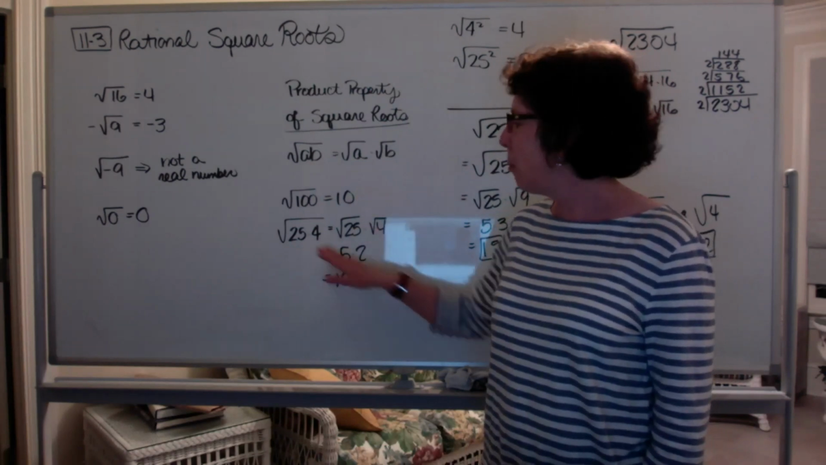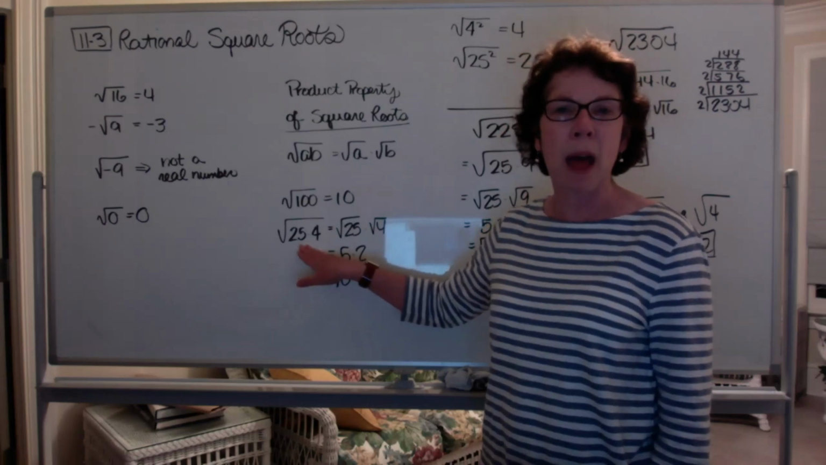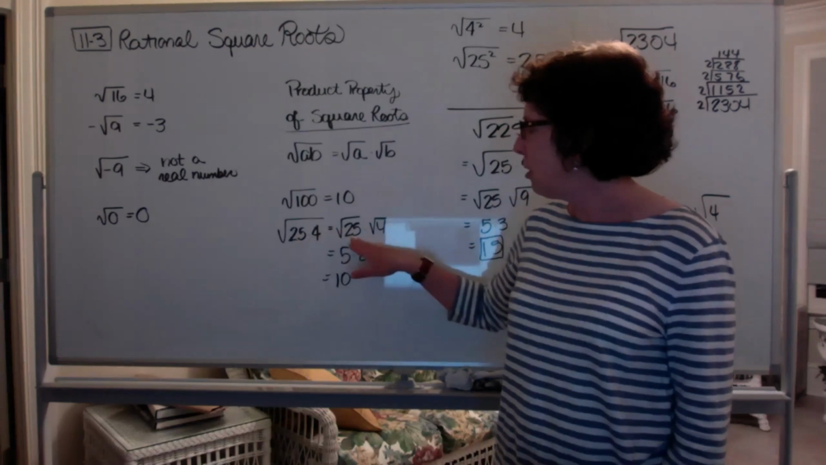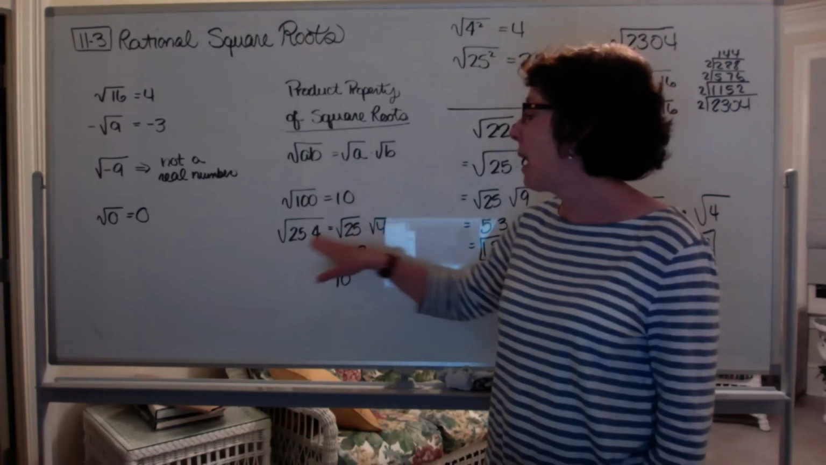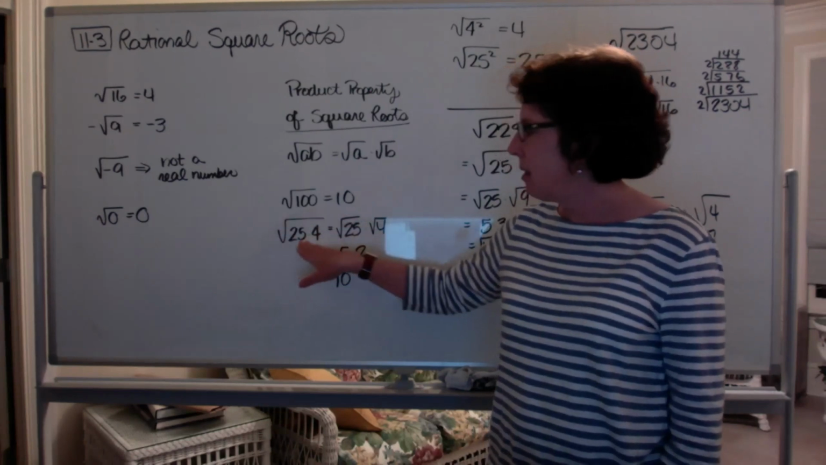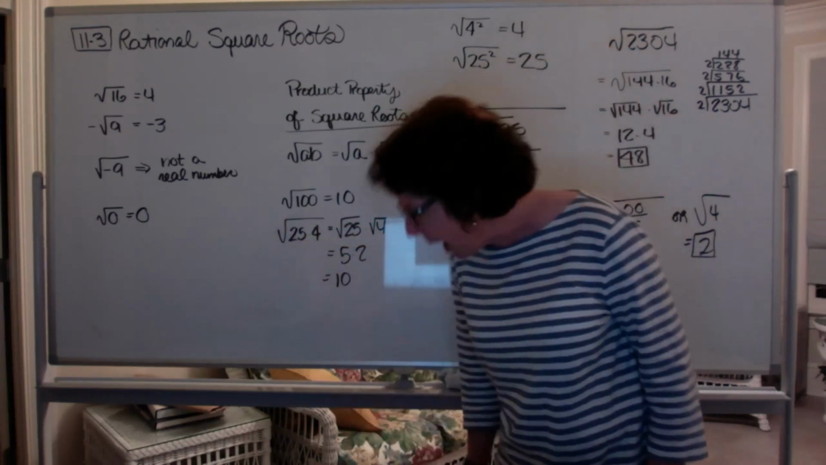Okay, so we can break up these factors under the radical sign, or we call it the radicand. We can break these up into the root of 25 times the root of 4. I'm sorry, the radicand are actually the numbers underneath. This is the radical sign. This is the radicand. All righty.